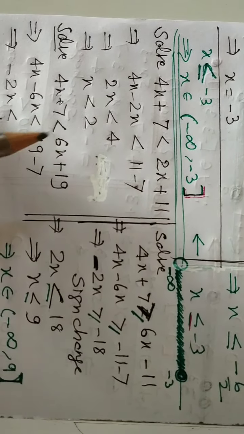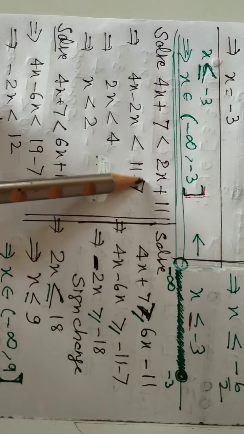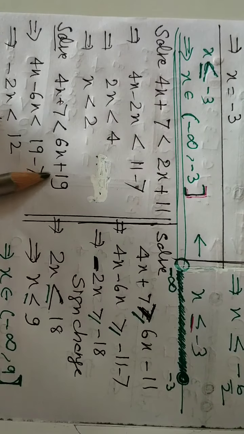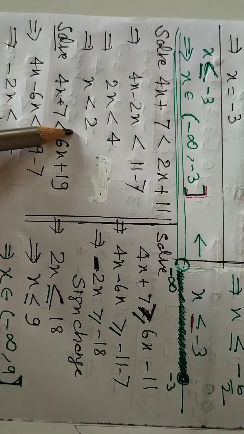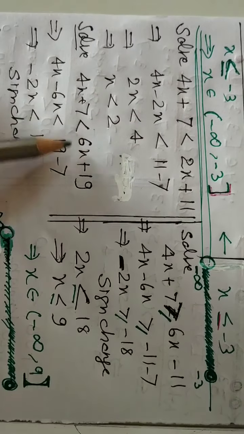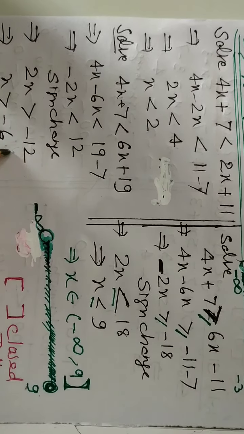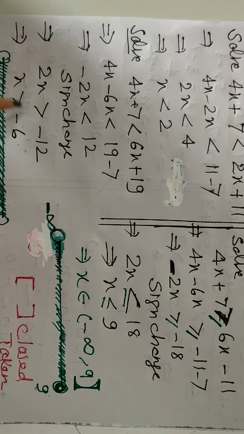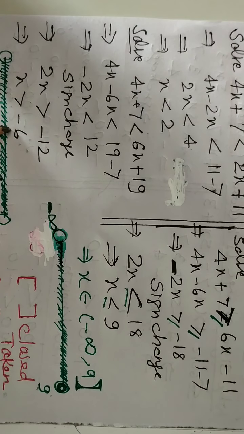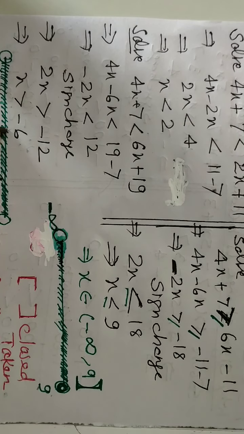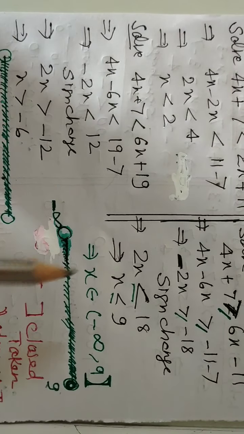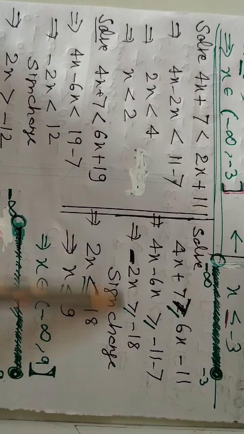Now solve this. Next question. 4x plus 7 is less than 2x plus 11. So again x is less than 2, and solve this question. And negative means sign change is required. So sign change, x is more than minus 6. X is less becomes more than minus 6. More than minus 6 means minus 6 to infinity.